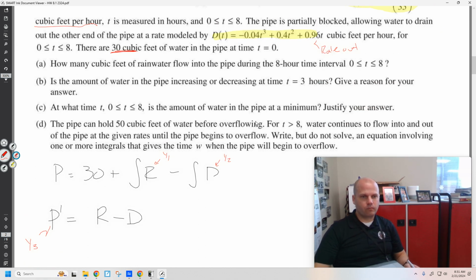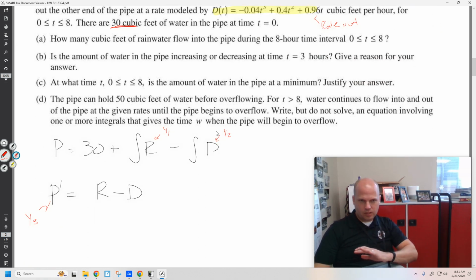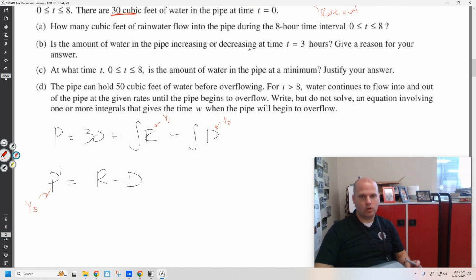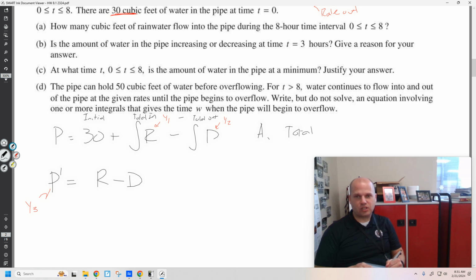All right, now, this will give us our total. Part A says how many cubic feet of rainwater flow into the pipe. Yo, we just want the total in. If you remember, we have an initial amount, we have a total in, and then we subtract a total out. We just want, for part A, the total in. This is very important. A lot of students make mistakes on this. They think we're asking for a total amount. No, they just want the total in.